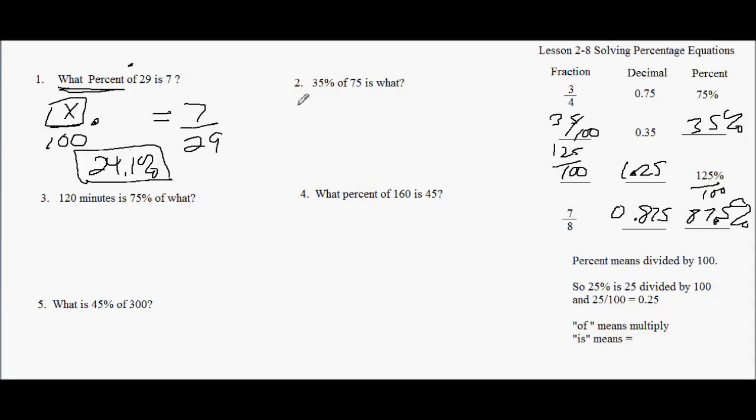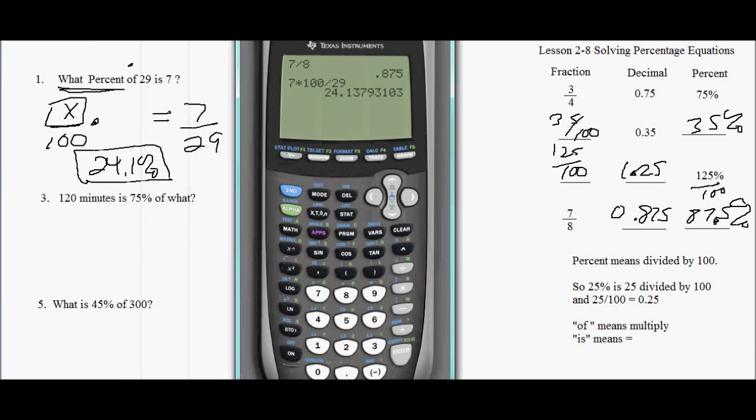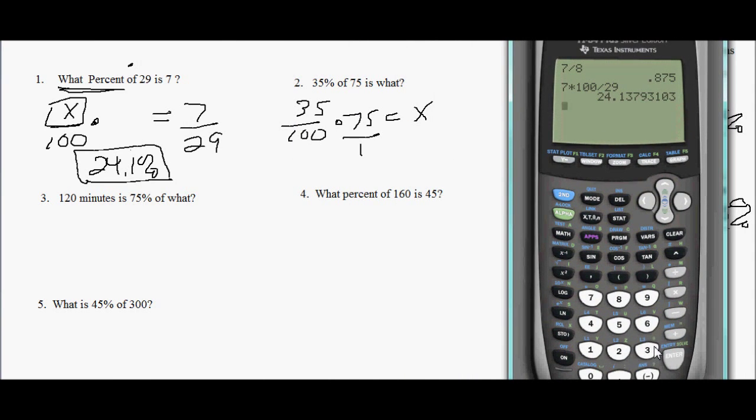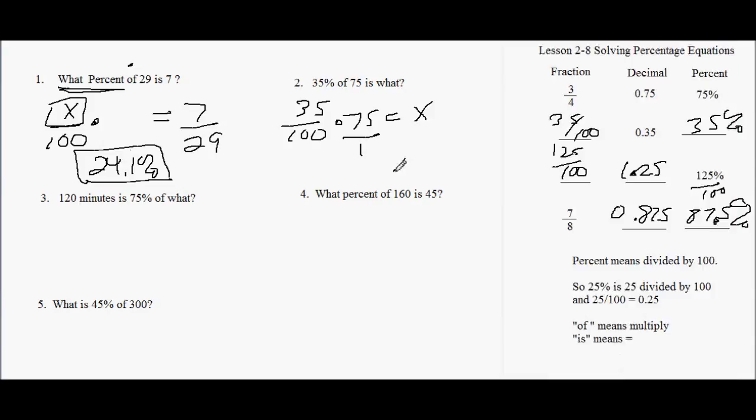Okay, let's do this one. 35%, 35 over 100, right? Of means multiply. 75 is what? Well, I already got x on the side, so I just multiply 35 times 75 divided by 100. So I'm going to take this over here. So 35 times 75 divided by 100. And I get 26.25. So x is 26.25.